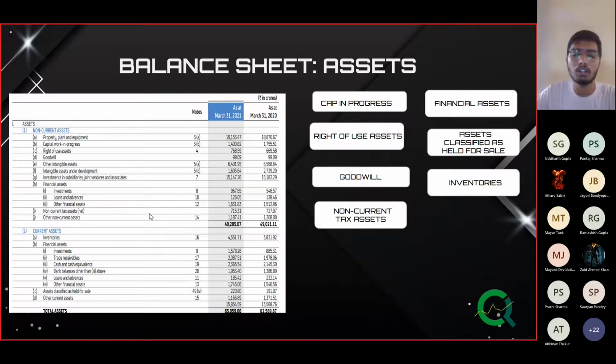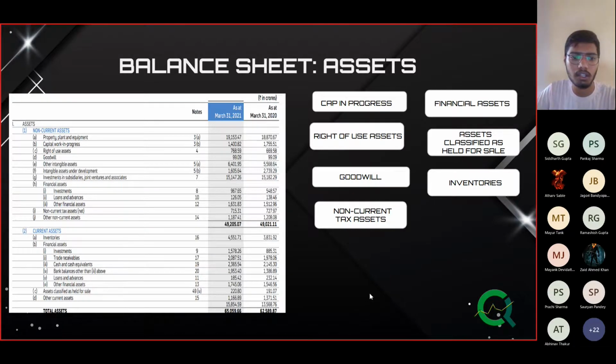Suppose, like I already talked about deferred tax, right? So it is non-current tax assets. It's also a part of that only. Whatever tax they still have to pay, they're using as an asset, by telling the entity that yes, they're using it as assets. It comes under the non-current tax assets and other non-current assets. Yeah, you can see.